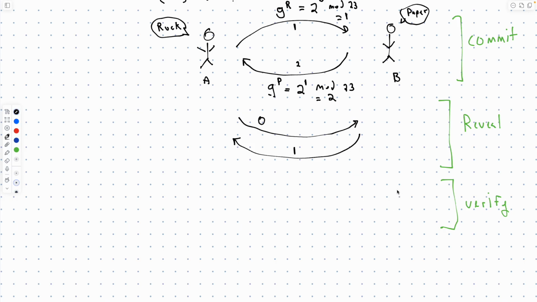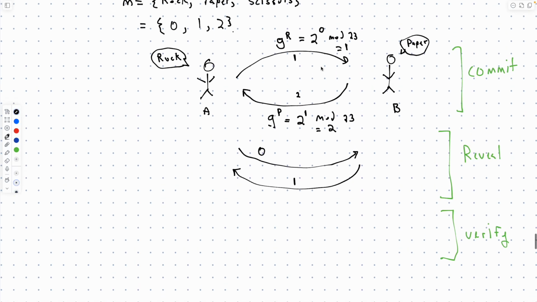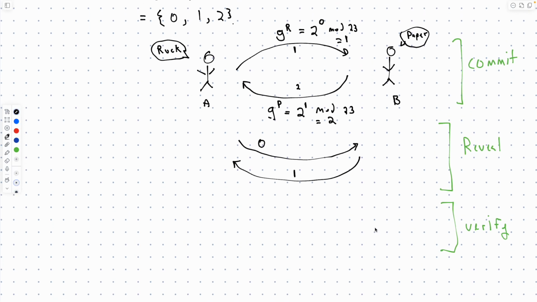I don't have to draw this. Okay, what Bob's going to check is whether she lied or not. So he's going to say, okay, Alice is saying that it was 0, so I'm going to check whether G to the 0 actually equals the number she sent, which is 1. Okay? And so in this case, G was 2, so 2 to the 0 does equal 1. So Bob's happy. And then Alice is going to check, okay, he's saying that he did 1. The commitment I got from him is 2. So is G to the 1, does that actually equal 2?